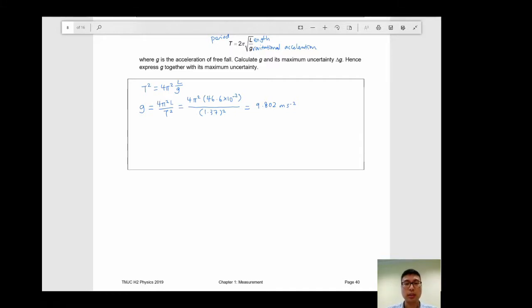Now we need to determine whether or not we use the addition rule or the multiplication rule to determine uncertainties. Now notice that we are dividing length by T squared, so this requires a multiplication rule. Now please notice two things. Firstly, we add the uncertainties even though we are dividing. Secondly, we have to multiply the fractional uncertainty of the period by 2 because it's a period squared appearing in the denominator.